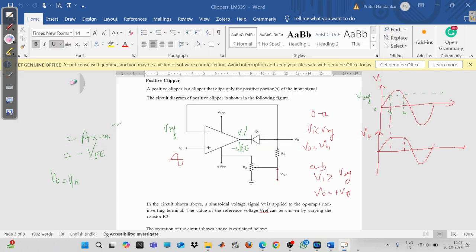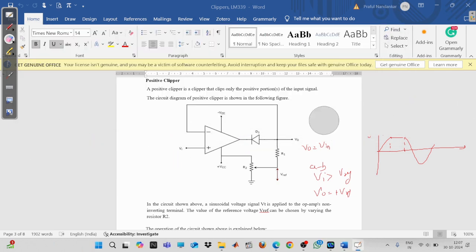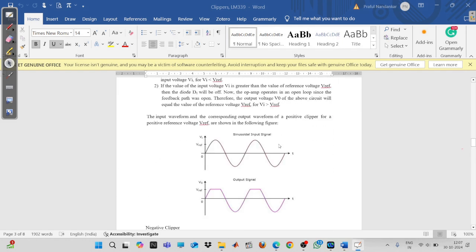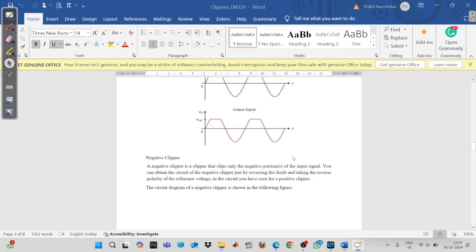Just a minute. Okay, so now this is the positive clipper. You can see the waveform here. You can see this positive portion is clipped off and it is saturated at this V reference.